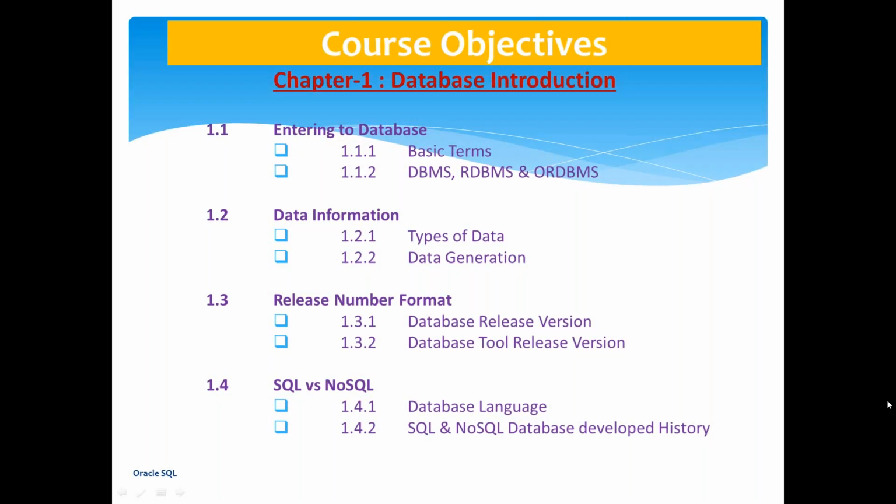Okay, so yesterday's topics were some basic terminologies: DBMS, RDBMS, ORDBMS, and ODBMS. What are those? Types of data. What are the various types of data? In what type of data will we work? How is the data generated? The release format, how to check for database level and database tool. Database language, SQL and NoSQL. NoSQL is generated from SQL only. So once you know SQL, NoSQL is nothing.